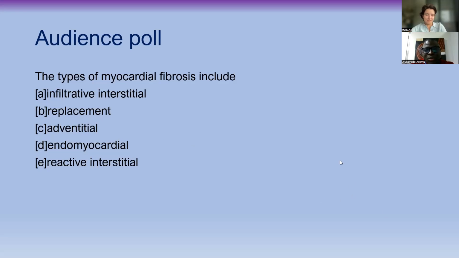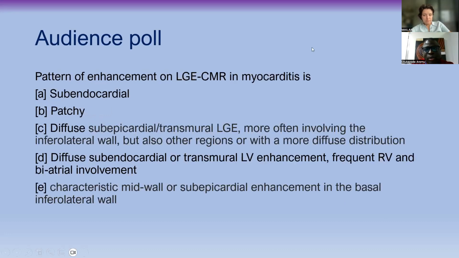All right, so let's quickly go to the second one. I want to know if you really followed me. Pattern of enhancement on LGE CMR in myocarditis is: A, subendocardial; B, patchy; C, diffuse subepicardial, transmural more often in the inferolateral wall, but also other regions with a more diffuse distribution; D, diffuse subendocardial; E, characteristic midwall or subepicardial.